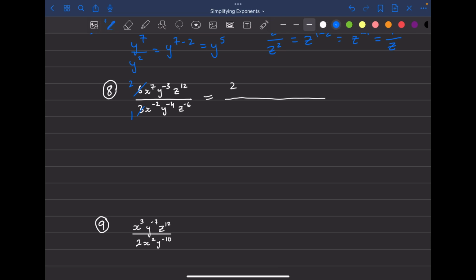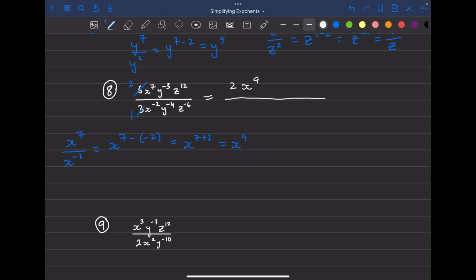And then for the x's, we have x to the power of 7 over x to the power of negative 2. This becomes x to the power of 7 minus negative 2. And then this is x to the power of 7 plus 2, which is x to the power of 9. So we have x to the power of 9 on top.